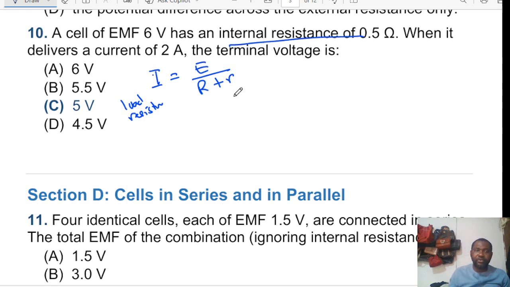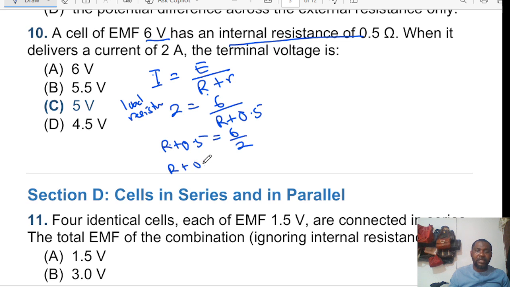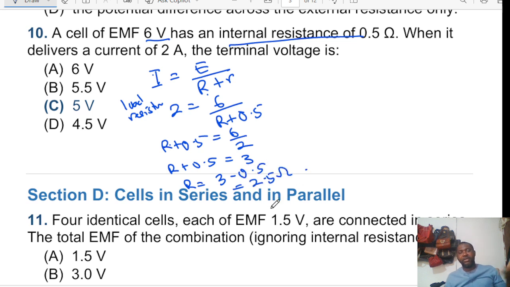So if we substitute values here, I is 2, your E is 6 volts based on the question, then your R we don't know, it's not given here, and your small r is 0.5. If we cross multiply, we are going to have R plus 0.5 is equal to 6 over 2, which is 3. So that means R is going to be 3 minus 0.5, which is equal to 2.5 ohms. So your resistance is 2.5 ohms. That is very important for you to note.